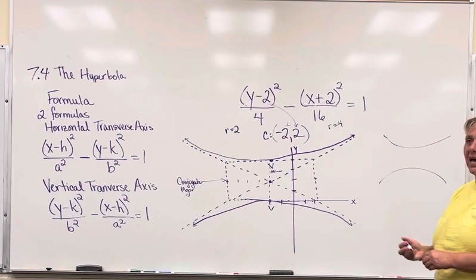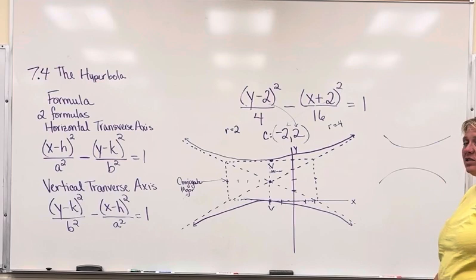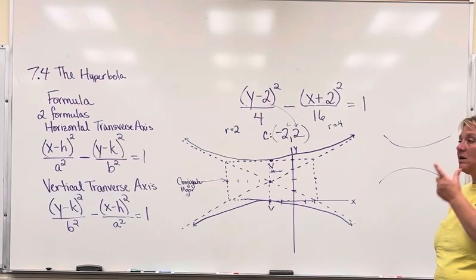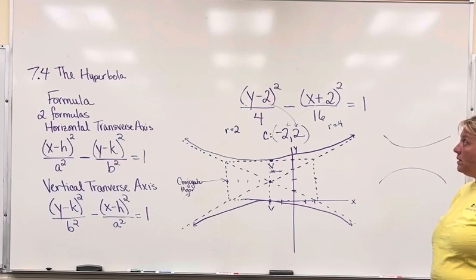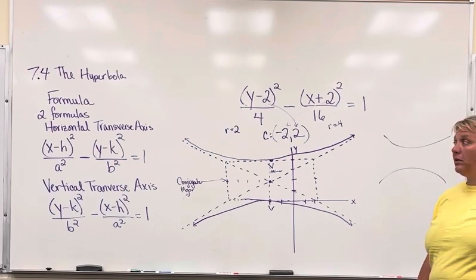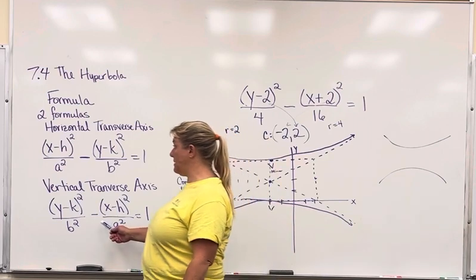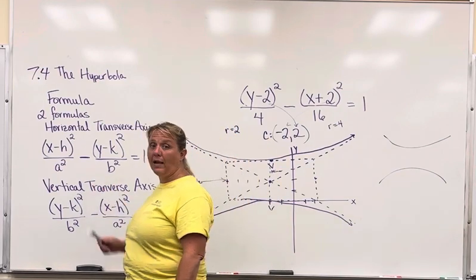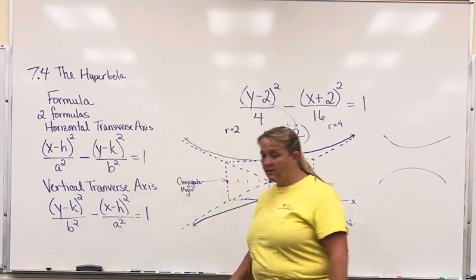So drawing in the guide rectangle and everything, that's all part of your work, those asymptotes. Just like they were part of your work when we were doing decay and growth functions, they're part of your work here. Okay, so there is the hyperbola. Just remember the minus, changing it from an ellipse to a hyperbola.